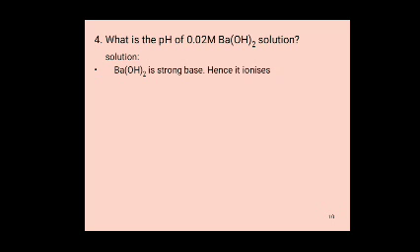Barium hydroxide is a strong base. Hence, it is ionized completely and produces more OH minus ions. The number of OH minus ions of barium hydroxide is equal to 2.